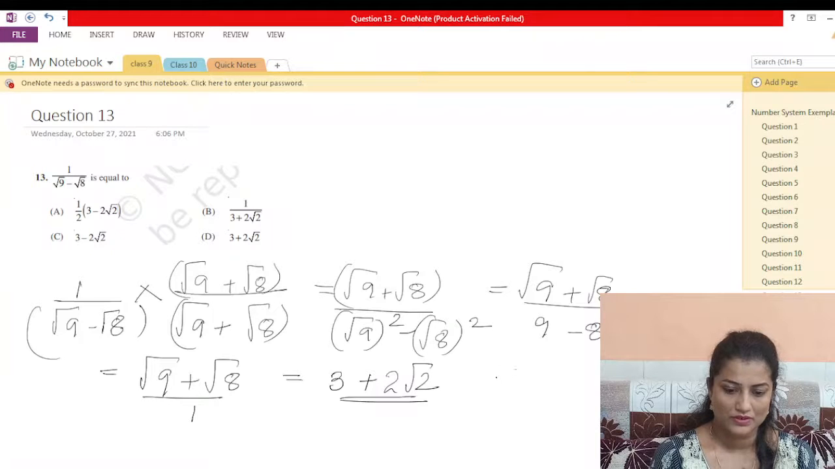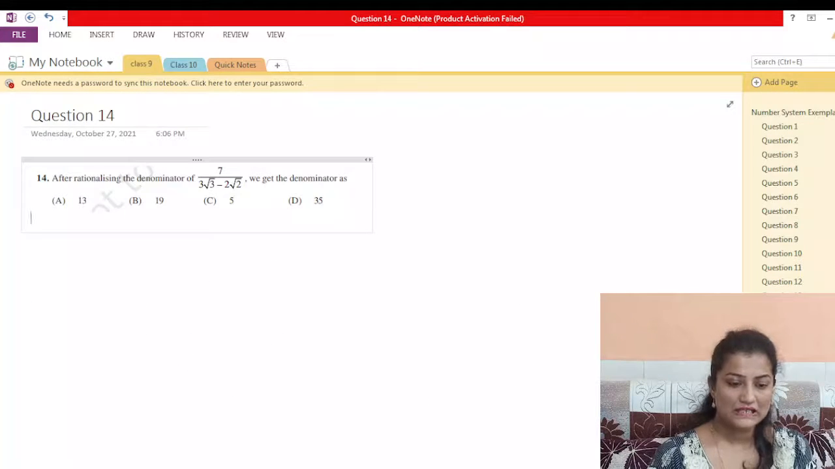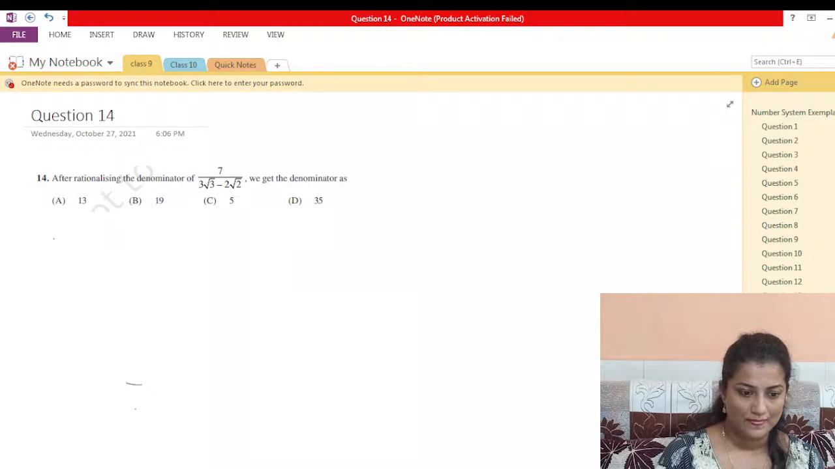As you can see here, option D, right? Now the 14th one. After rationalizing the denominator of 7 upon 3 root 3 minus 2 root 2, we get the denominator as... Now here simply the denominator is asked, right? So we'll take the opposite of the denominator while rationalizing. So it says 7 upon 3 root 3 minus 2 root 2.